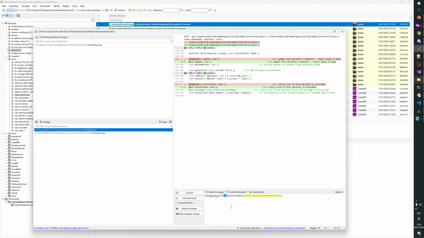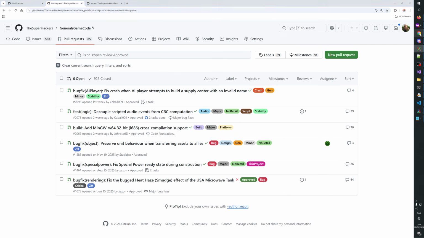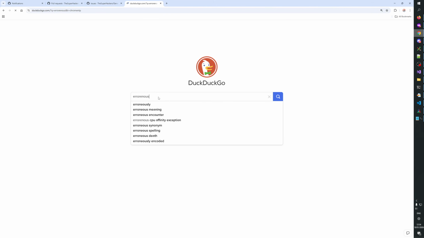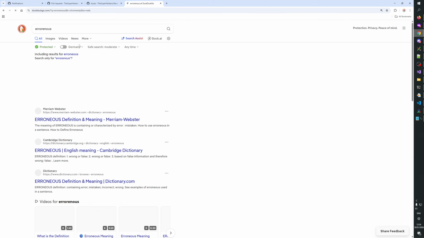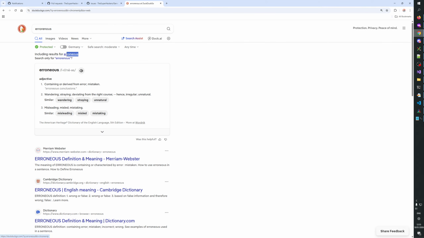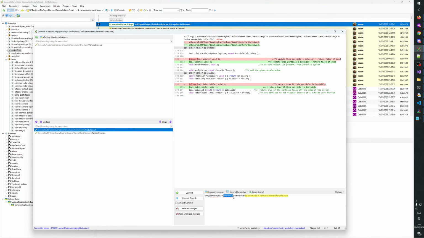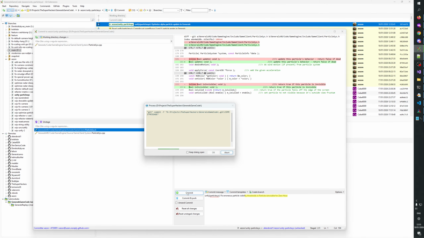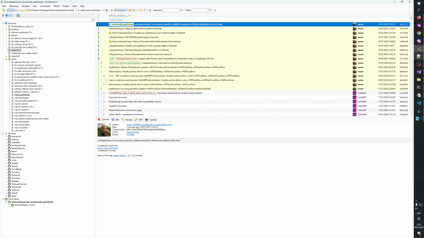Fix erroneous. How do we write this word? Erroneous. Okay, I think that's fair. Okay.